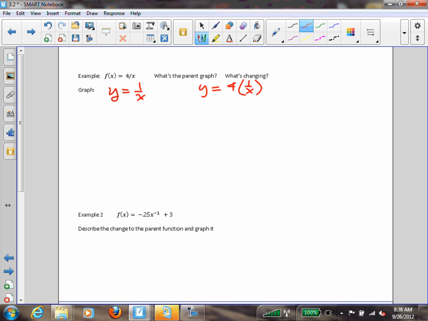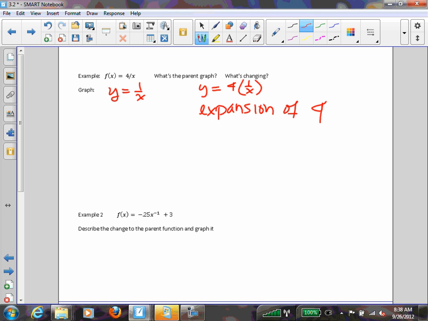Is that 4 with the x? So it's affecting the y. So that value is greater than 1. Is it an expansion or a compression? By what value? Expansion of 4. Now you've got to tell me the direction. Vertically, because it's affecting the y.